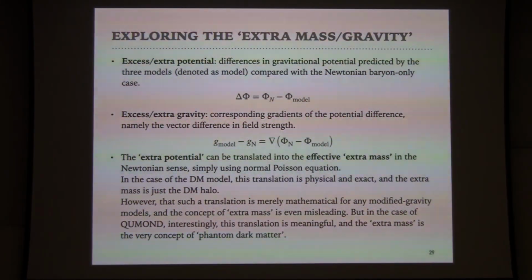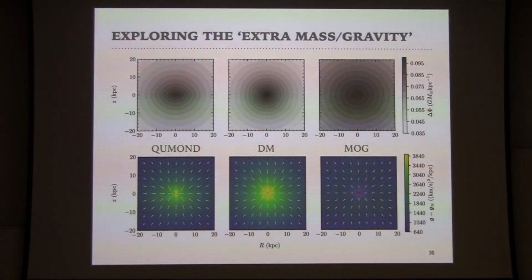We first explored the difference in gravitational potential predicted by three models and compared with the Newtonian case. Also, we explored the corresponding gradients of the potential difference, namely the vector difference in the field strength. At first glance, the magnitude of MOND extra potential is 1.5 times that of Q-MOND or dark matter. The magnitude of extra gravity in MOND is instead smaller than those two, which is in fact consistent with the systematic smallness of MOND in the rotation curve test.